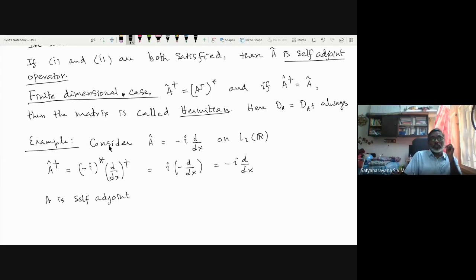Both domain is the domain of A and domain of A dagger is the full vector space. So in this case, the domain of A is the same as the domain of A dagger, which is equal to L2 of the full space.